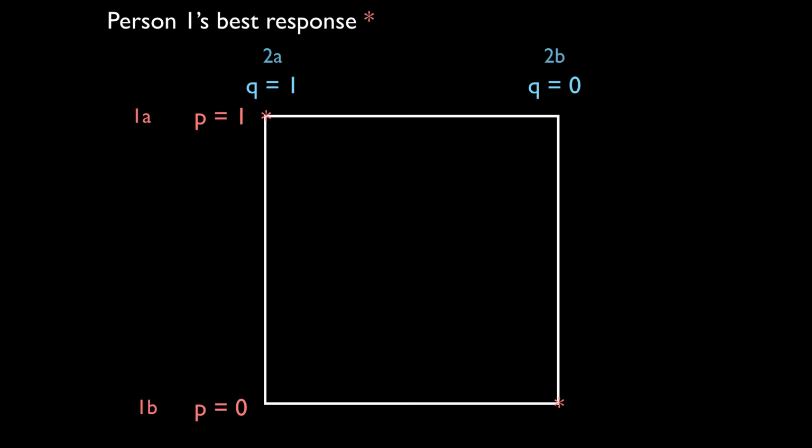This is 0, and that's what? 6, right? So the bigger number is B. So if Q is 0, person 1 should pay down there. Does that make sense? Okay.